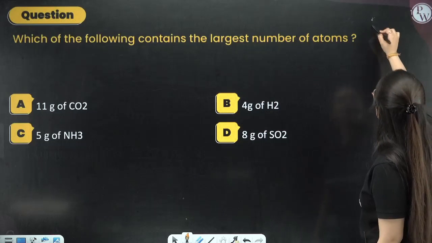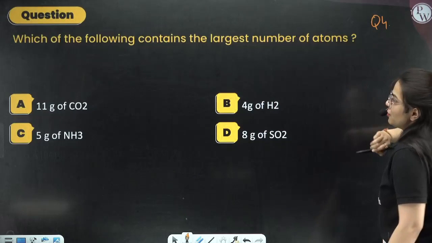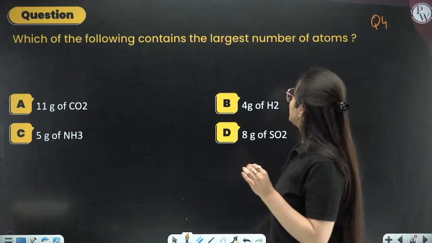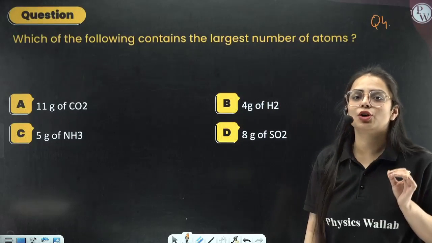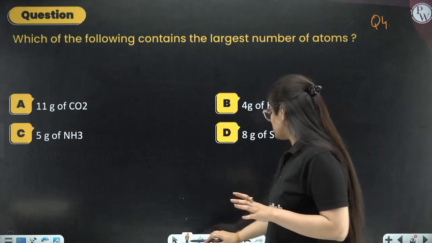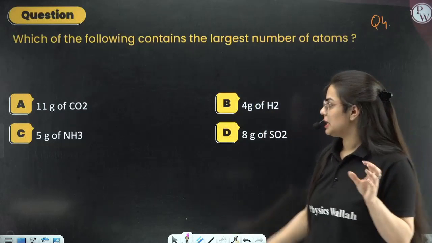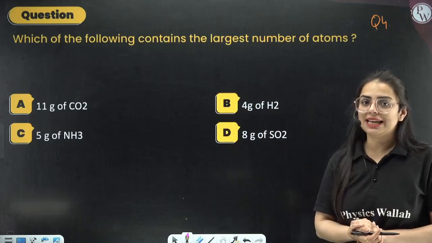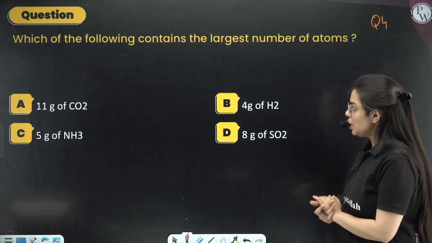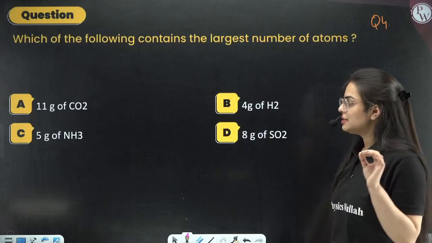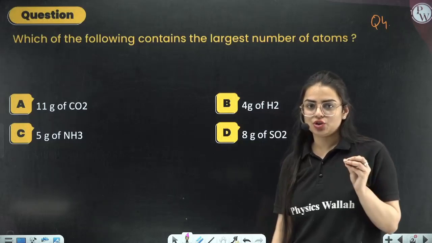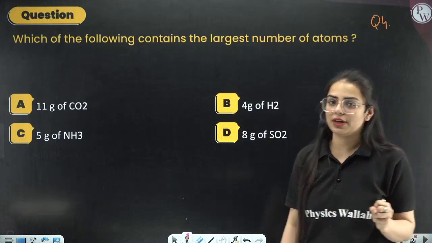Okay. Now comes your question number 4. Which of the following contains the largest number of atoms? Here you need to tell which of the following has the largest number of atoms. You have been provided with A option 11 grams of CO2, B option 4 grams of H2, C option 5 grams of NH3, while D option 8 grams of SO2.